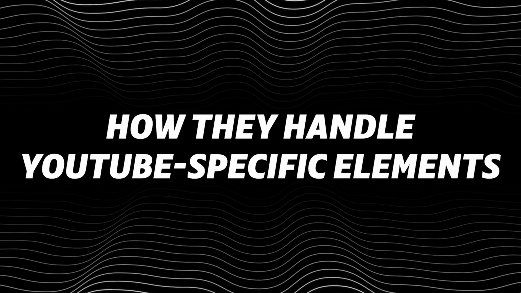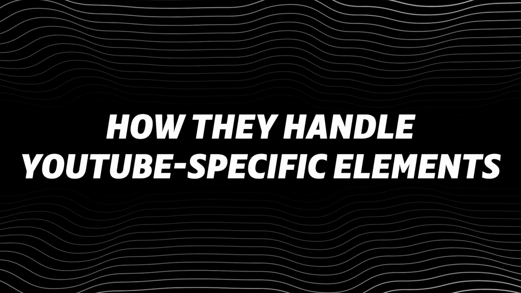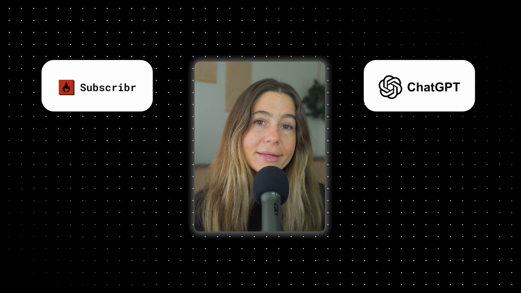Let's talk about how they each handle YouTube specific elements. So when you write a script for YouTube, there are specific things that matter: hooks, retention, pacing, calls to action, and transitions. Subscriber AI is built around YouTube focused elements. It gives you hooks and transitions as part of the actual script. It anticipates retention challenges and often gives you ways to keep the viewer engaged. ChatGPT can generate these elements too, but only if you actually ask for them.